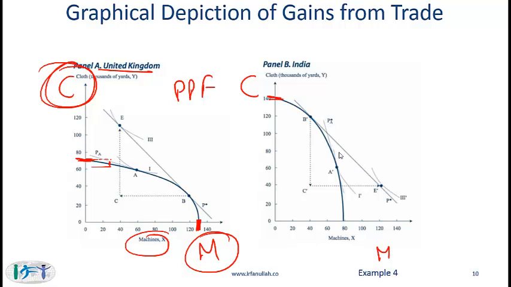For India also, if there is no trade, then the consumption would also have to be on the PPF. But if these two countries do trade, then the consumption can be outside the PPF, and when we are outside the PPF, then the utility is more. So that is another way of illustrating that trade will benefit both countries.